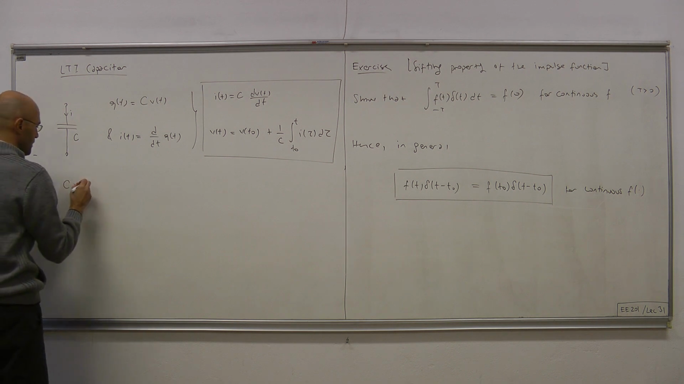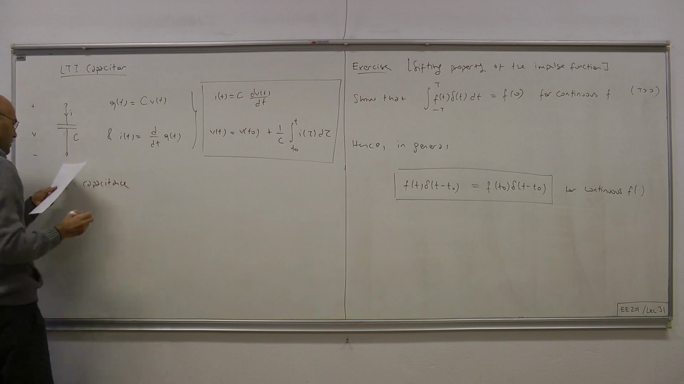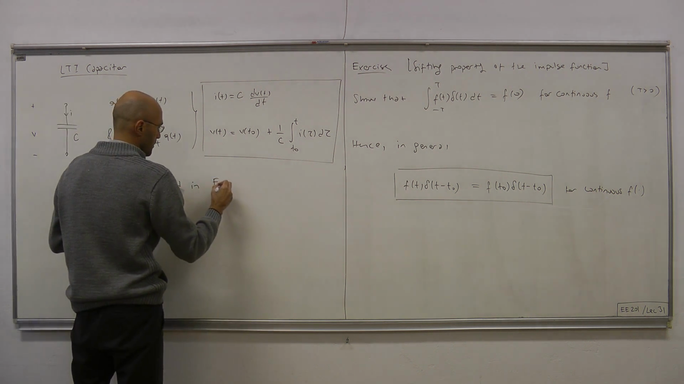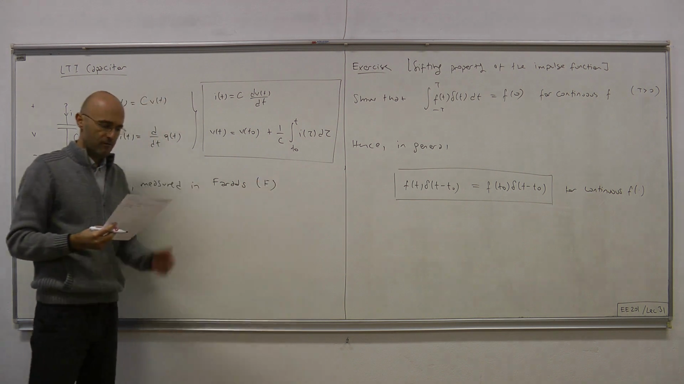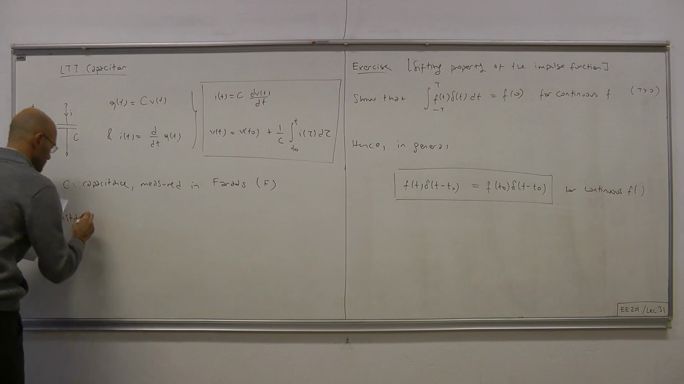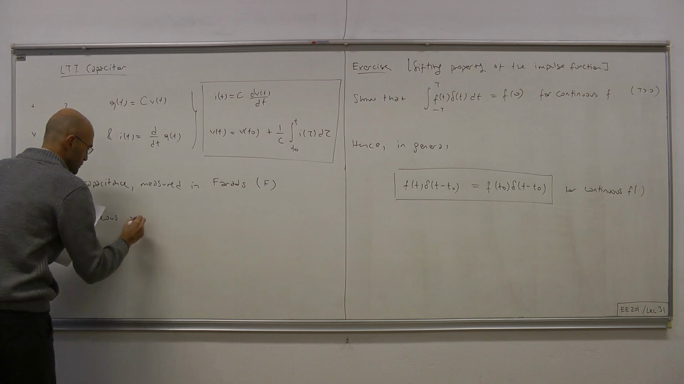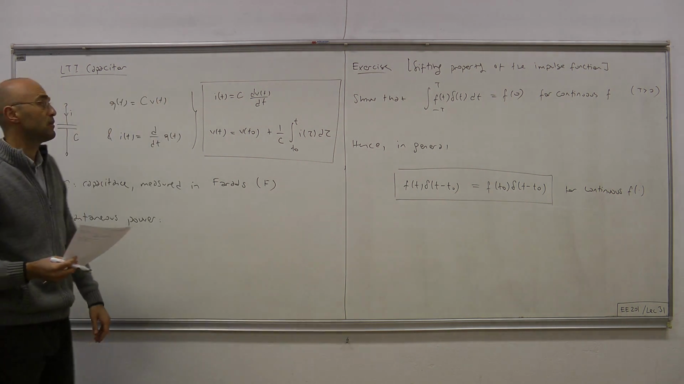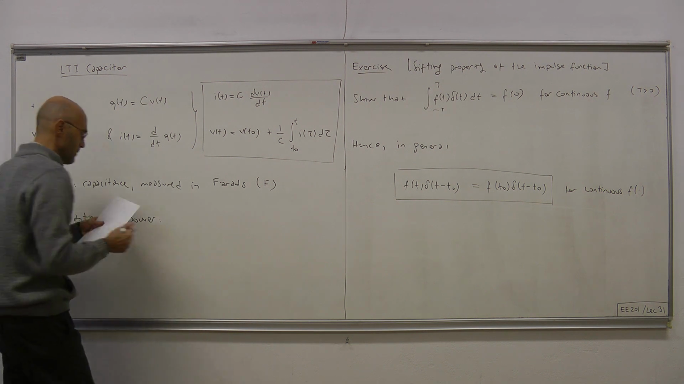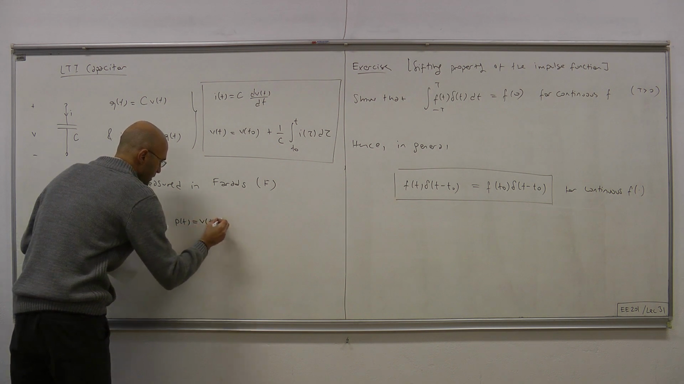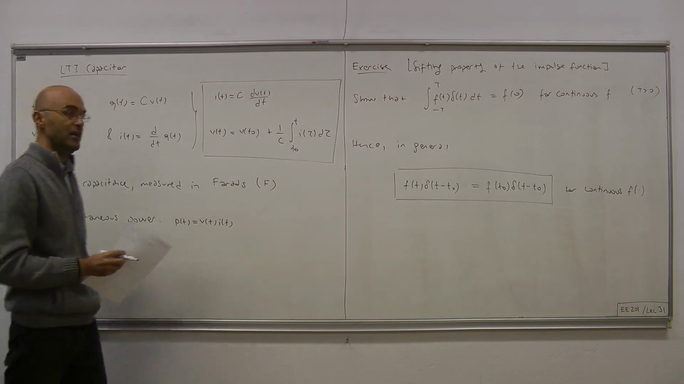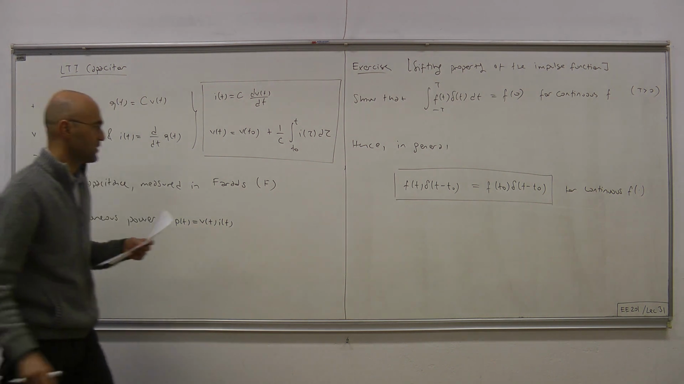C is the capacitance, measured in farads, capital F. Now, the instantaneous power for the LTI capacitor, for any two-terminal device, is the product of the current passing through it times the voltage that appears across its terminals. So p of t is v of t times i of t. And from this power, by integrating it, we obtain the energy that's stored in the capacitor. So let's also remember that.